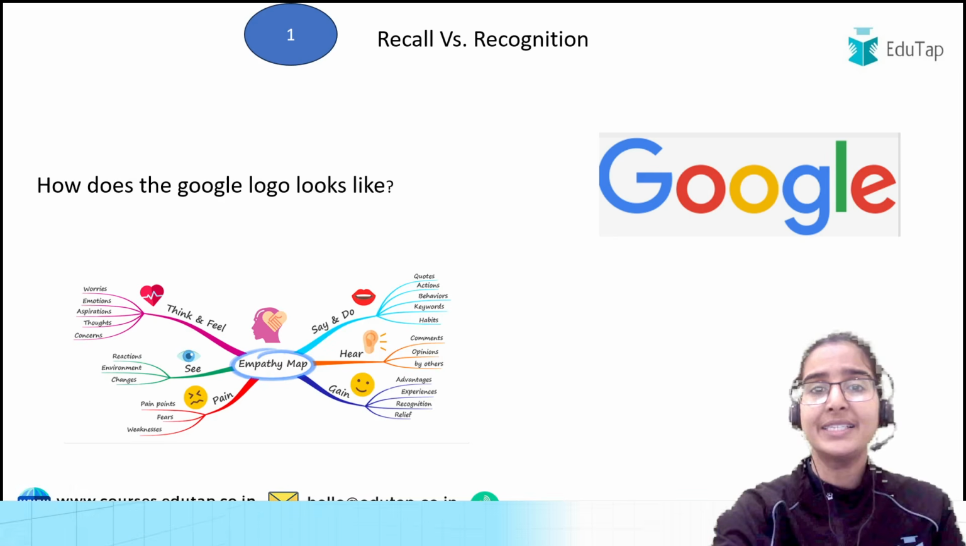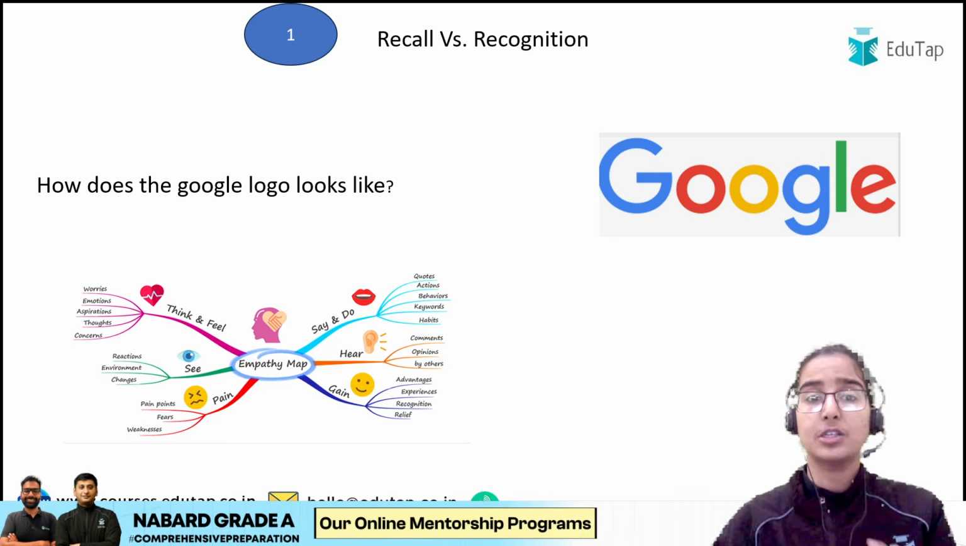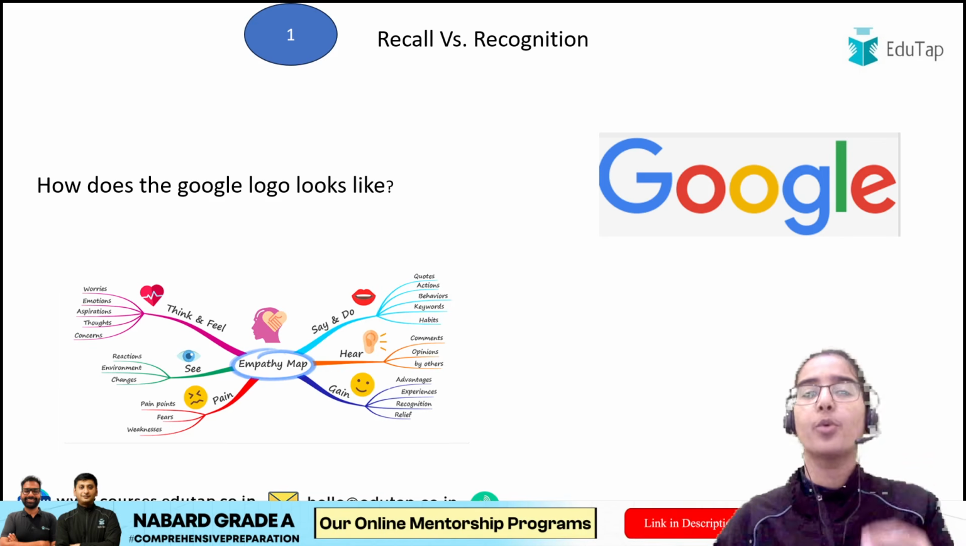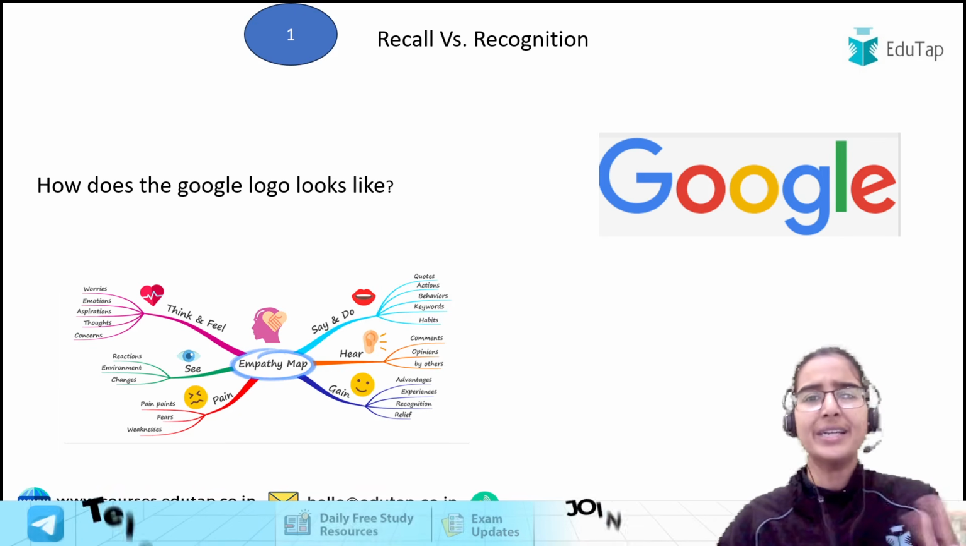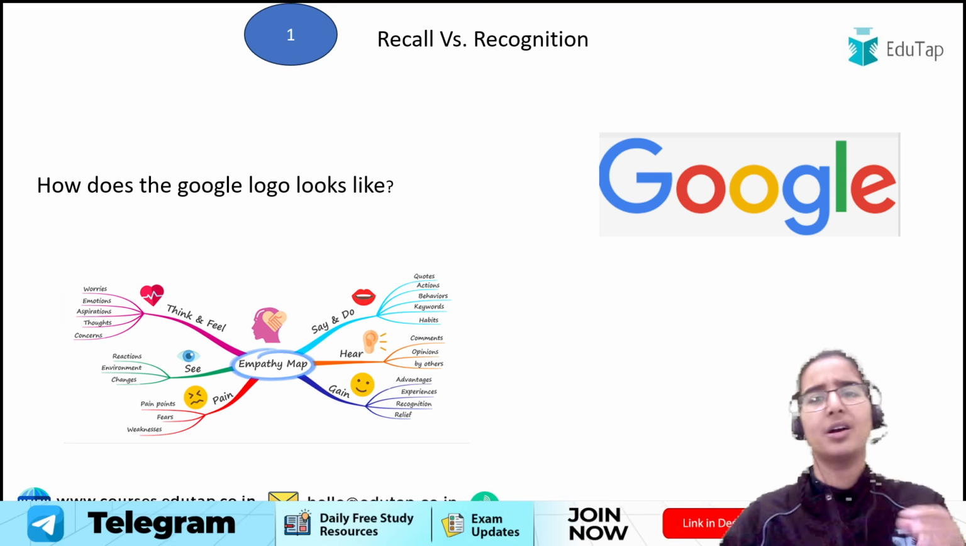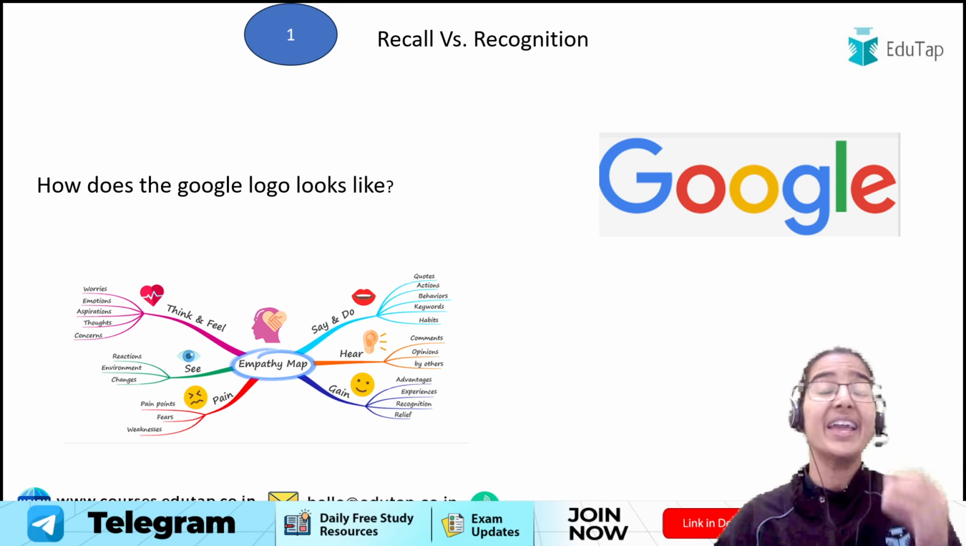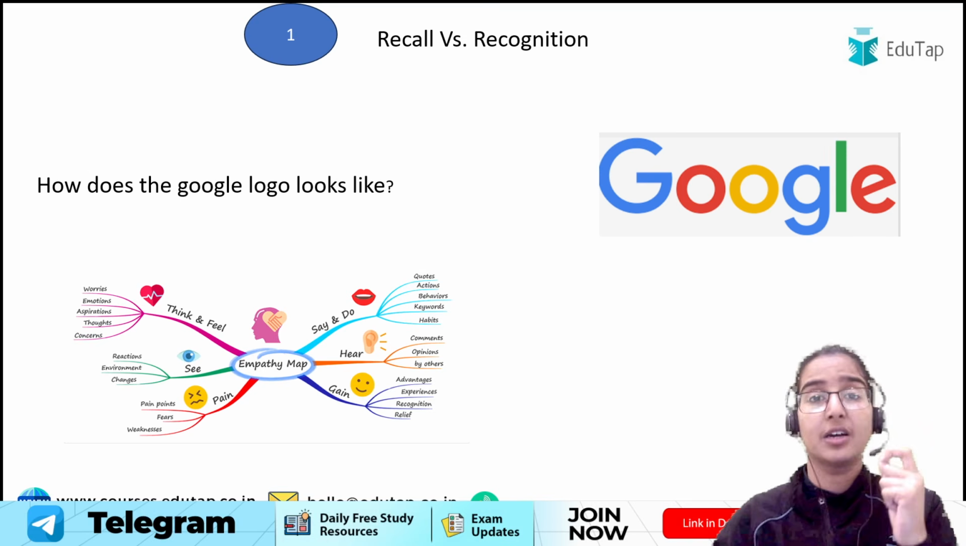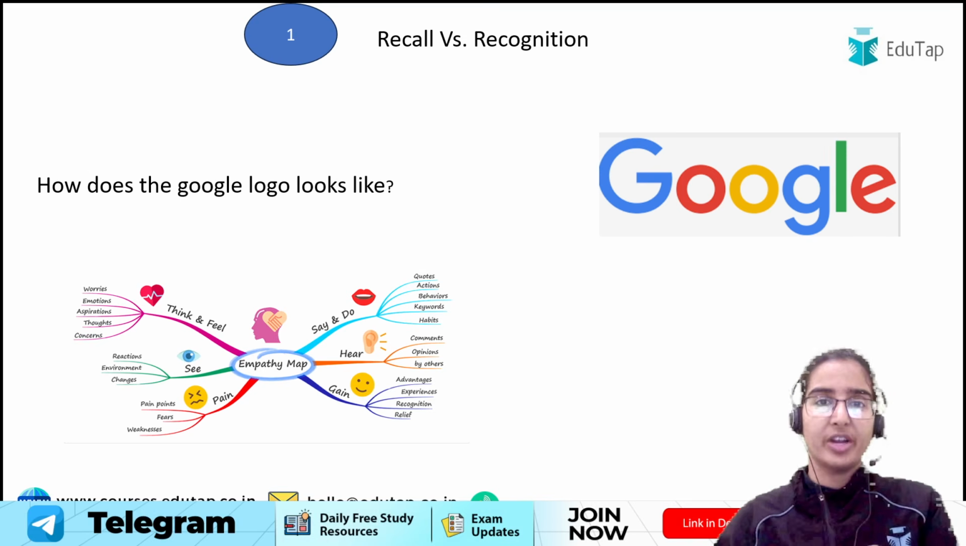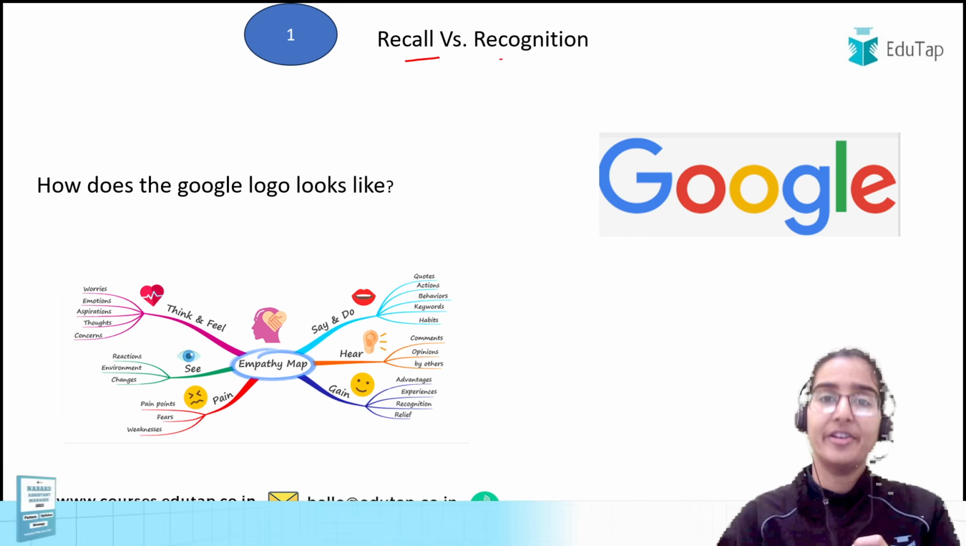Now, the second step that comes is to learn it. Students, let me tell you, if I ask you what the Google logo looks like, you might say that it has a slightly blue color, it has a yellow color also. But if I categorically ask you to tell me the color of letter G, tell me the color of letter L, it will be very difficult for you. So that is the difference between recall and recognition.